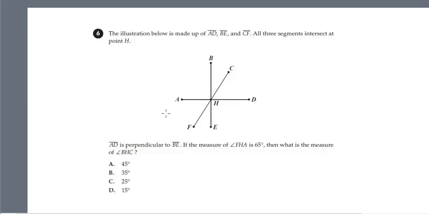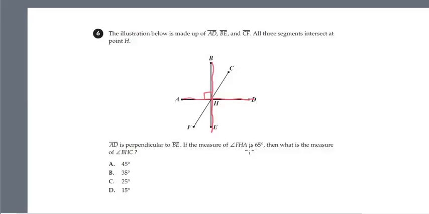Okay, so let's see what they're saying. The illustration is made up of AD, BE, and CF. All 3 segments intersect at point H. AD is perpendicular to BE. So AD is perpendicular to BE. So that simply tells us that these are right angles.